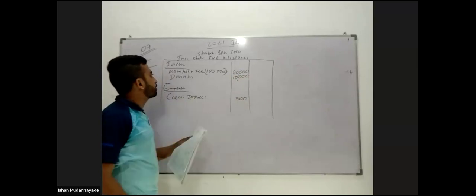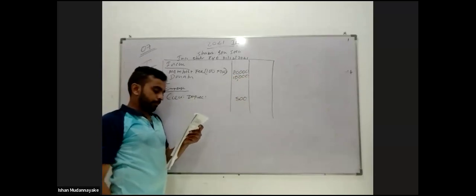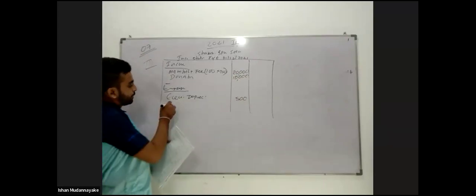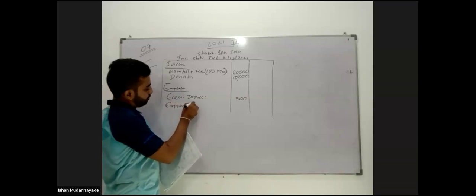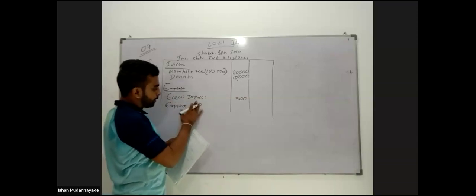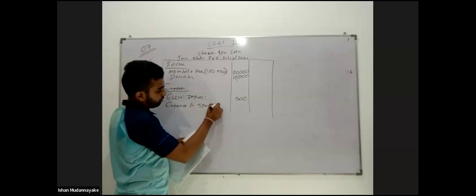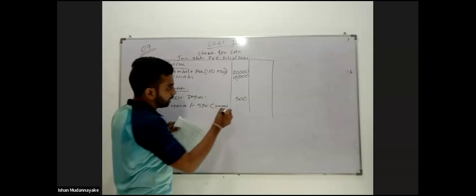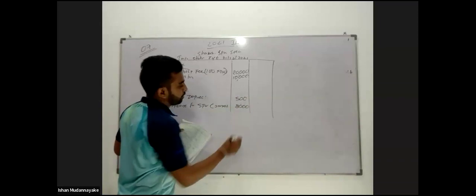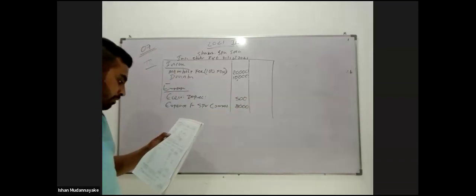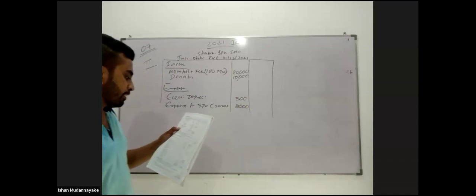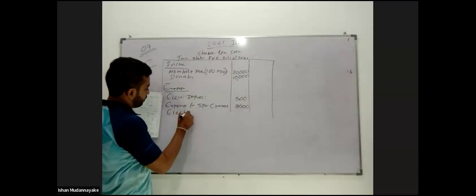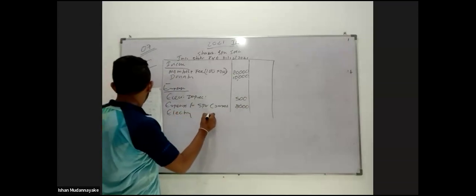Donation receipt 10,000. Income. And then expenses for sports competitions, $8,000. Donation for sports competition 8,000. Electricity bill charges 1,500.